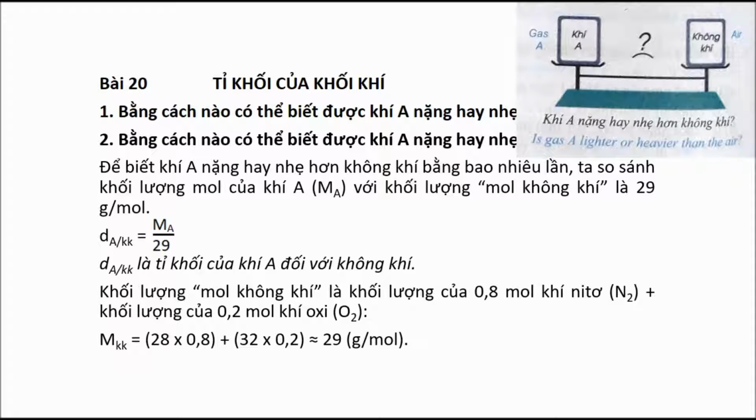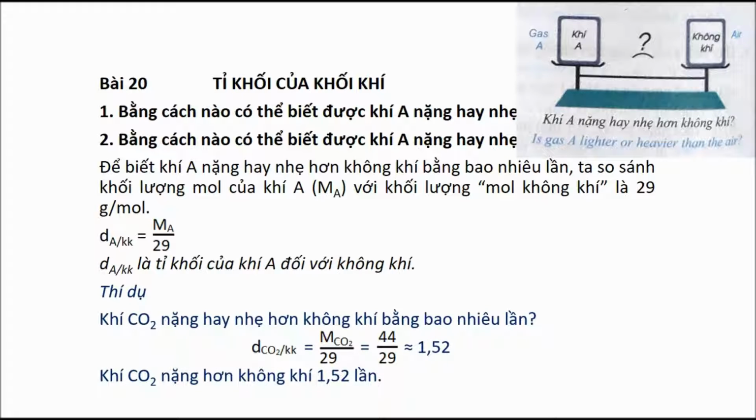The molar mass of the air is the mass of 0.8 mole of nitrogen gas N2 plus the mass of 0.2 mole of oxygen gas O2. M of air equals 28 multiplied by 0.8 plus 32 multiplied by 0.2, which is approximately equal to 29 grams per mole.